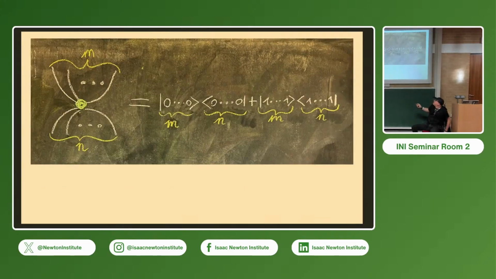So the green spider is defined as follows. You take the 0, 1 basis, and then you build this. In a way, this is like a very big Dirac delta.